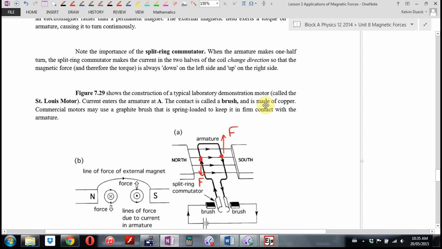So here, we're supplying the current that gets us the motion. In a hydroelectric dam, we supply the motion, and out this end comes the current. And maybe now you're also seeing why it's alternating current that we get from hydroelectric dams, because it spins. So read along with me.